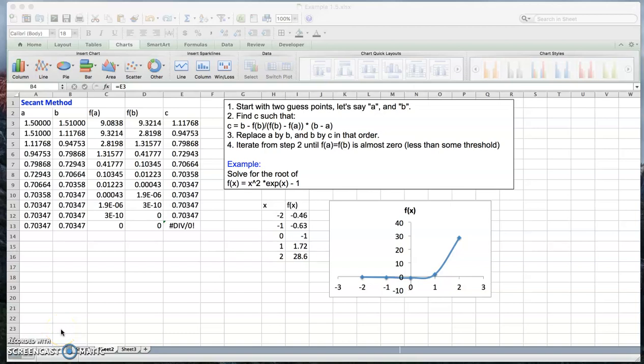Welcome back to ch205. In this video I'll be talking about the secant method, how we can use the secant method to solve for the root of a function.